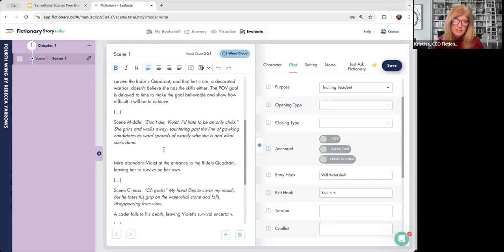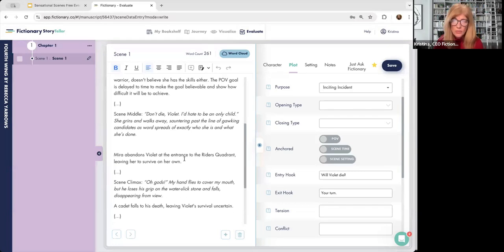In the scene middle is, Don't die, Violet. I'd hate to be an only child. And she grins. This is Mira, her sister, and walks away, sauntering past a line of gawking candidates as word spreads of exactly who she is and what she's done. So this is right in the scene middle.